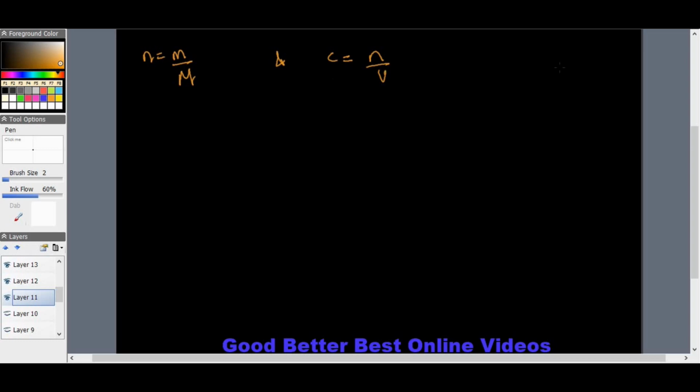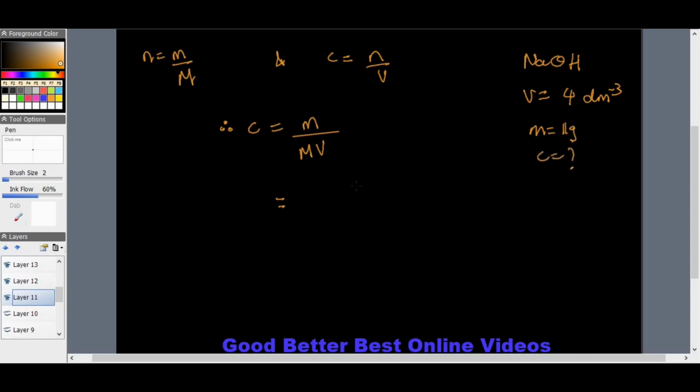So in this case, the substance they gave us was NaOH. The volume was equal to 4 decimeters cubed. With this one, obviously we can see n is equal to mass divided by molar mass, and we have n in this formula, so we form a hybrid formula. C is equal to m over MV. Once we have that, we got 11 grams of that substance. The mass was equal to 11 grams, and they asked us to calculate what the concentration was.